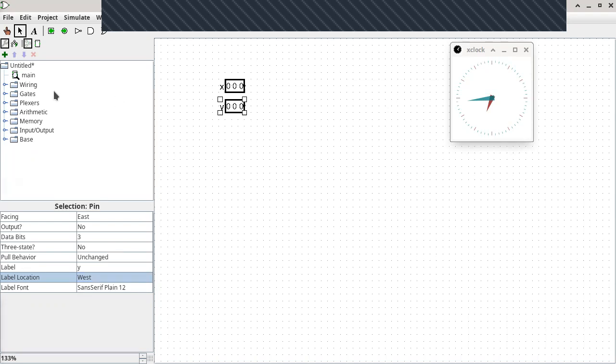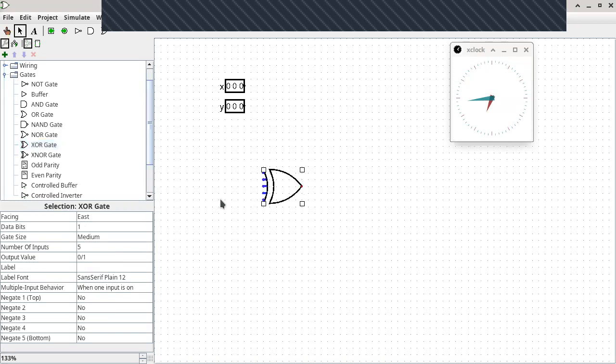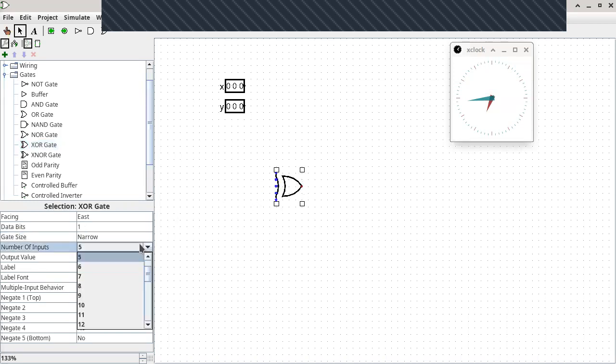So we'll go to the gates here, pick out the exclusive OR gate, which is XOR in this case. Looks too big, turn it into a smaller one. We only need 2 inputs.